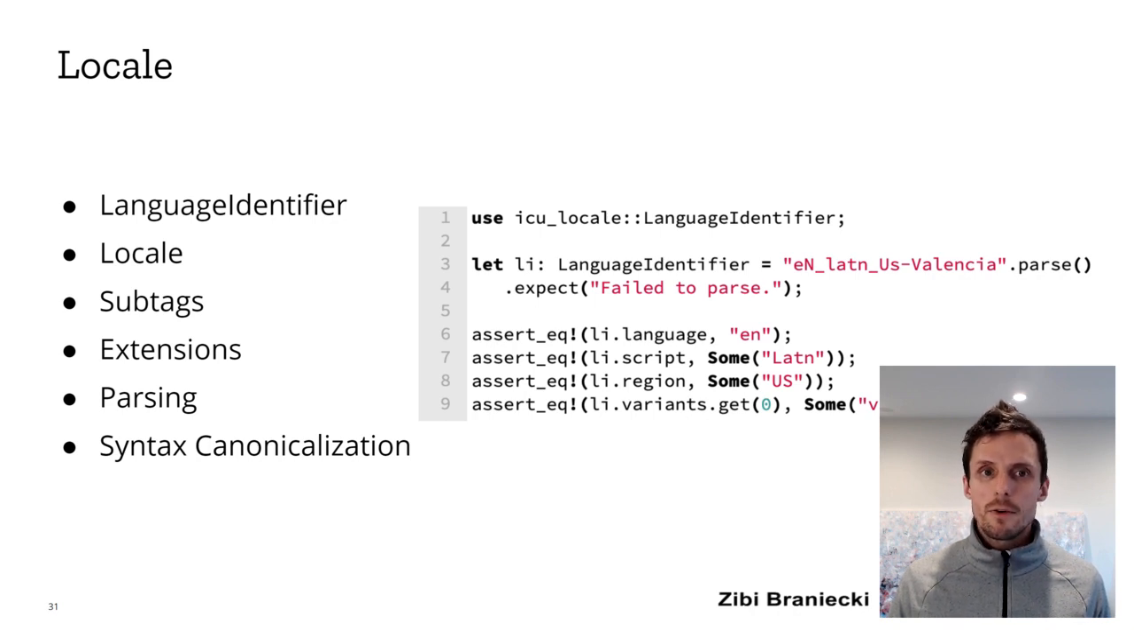In ICU4X 0.1, we include the first version of the component. It is purely algorithmic and handles parsing, simple operations on subtags and canonicalization of locale and language identifiers. While designing the API, we were aiming for a balance between full functionality of ICU, simplicity of ECMA402, all while trying to make it feel rusty.